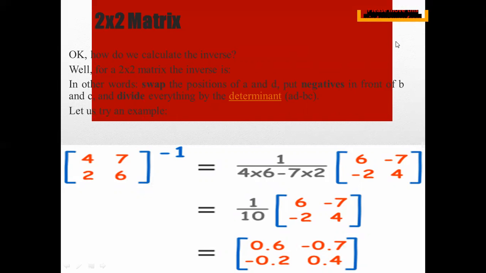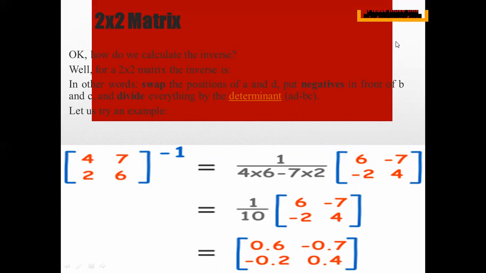So read the sentence once again. To find the inverse of a matrix, swap the positions of A and D. Then put negatives in front of B and C and divide everything by the determinant. The determinant is AD minus BC. Okay, so let's see an example.